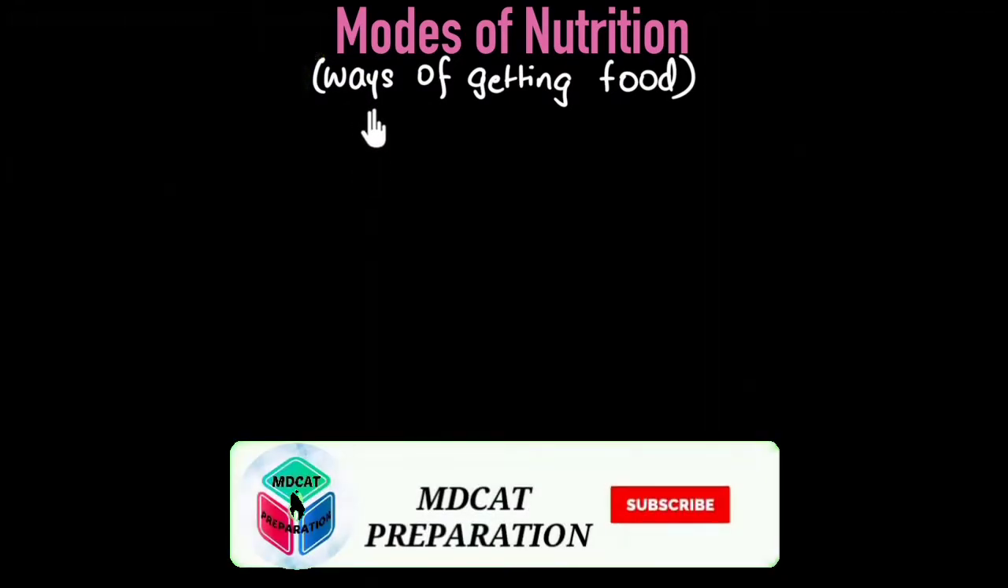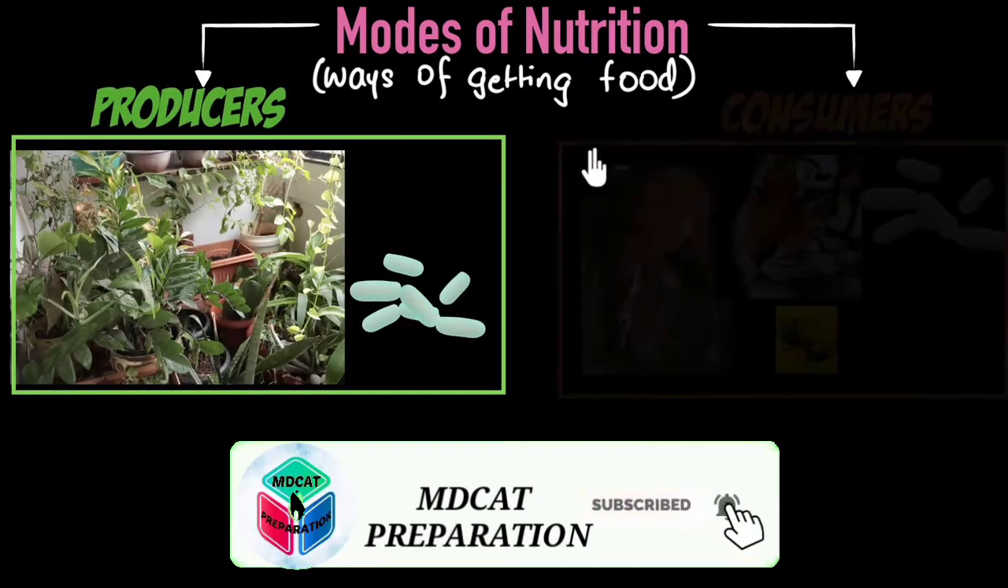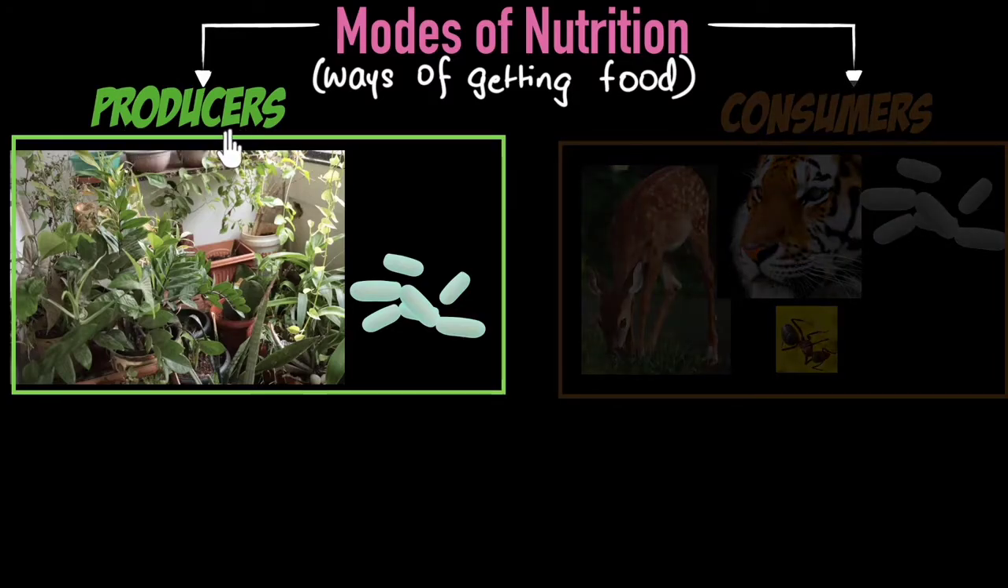So, based on how different living things get their food, we can classify them into two categories: producers and consumers. Producers, as the name suggests, are the ones who can produce their own food. Most examples involve the green trees and plants and all the green stuff around you, and some bacteria as well. And how do they make their own food? Well, they do that by using the energy available from their surroundings. For example, plants and all the green things can use the energy from the sunlight to make their own food.